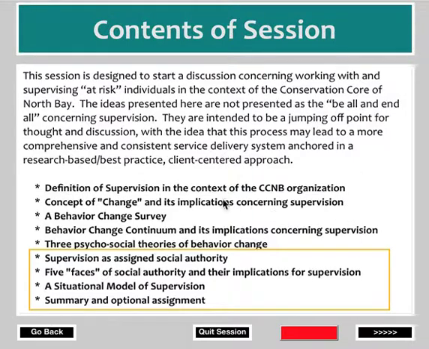All right, so in part 1, we talked about a definition of supervision within the context of the Conservation Corps. And then we talked about the importance of the concept of change, and the implications that it has for supervision. Supervisors are interested in working with individuals and facilitating change in them so that they're learning something, and learning is defined as a permanent change in behavior. Then you took a behavior change survey, and that should have given you some insight into the theoretical assumptions you make about how change takes place within an individual, or how individuals learn.